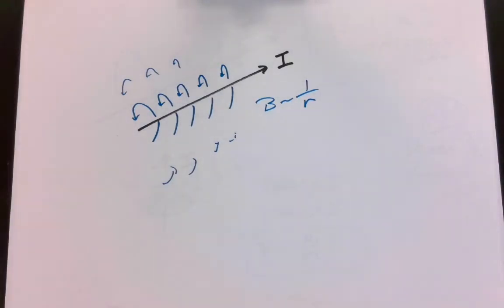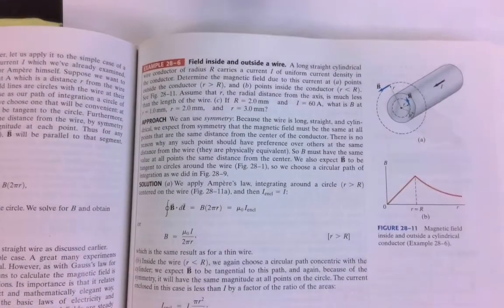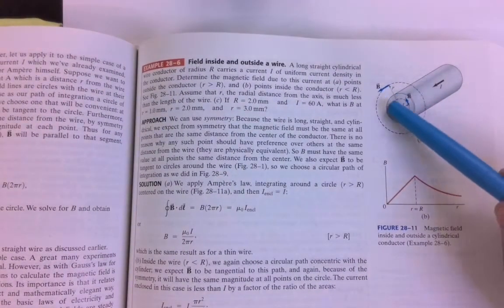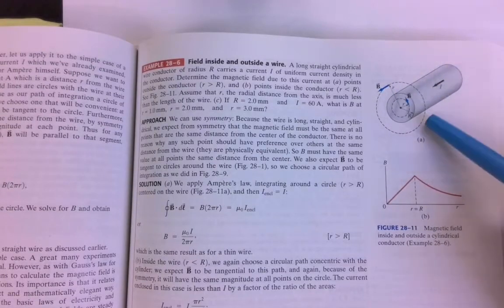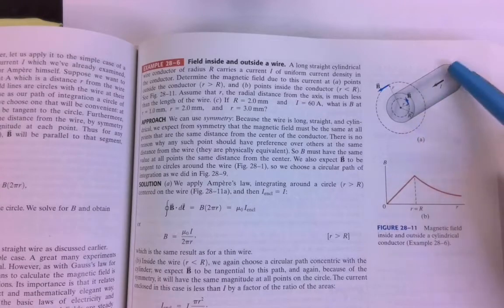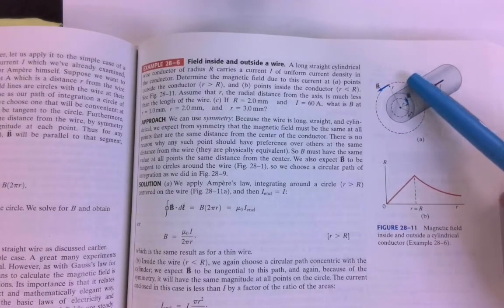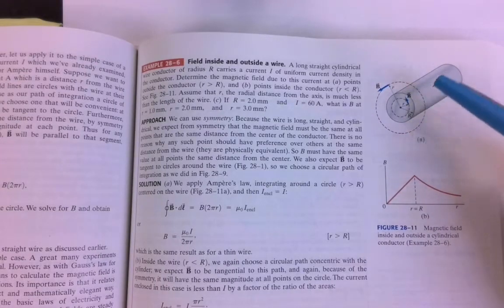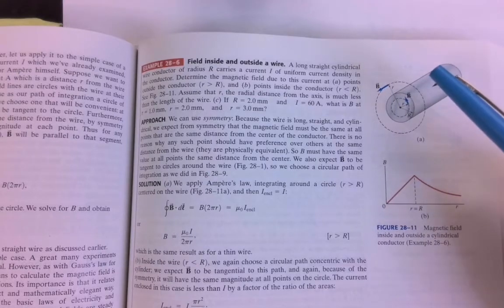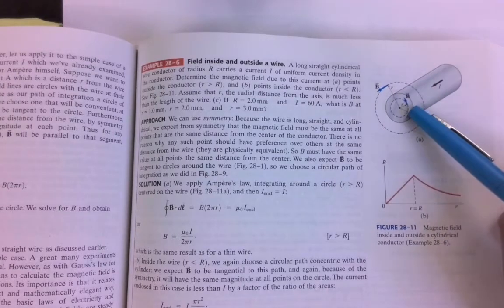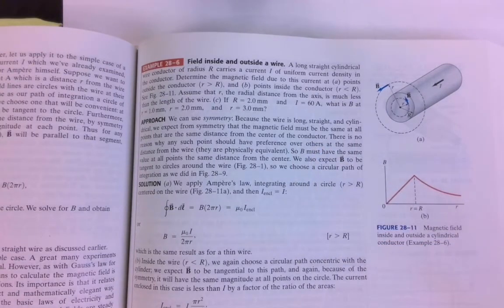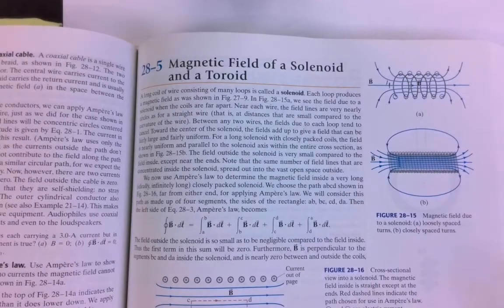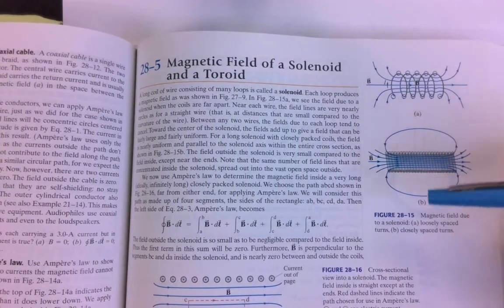The next thing that your book does is example 28-6, finding the magnetic field inside of a current carrying wire of radius capital R. Very similar to the problem we did in the Gauss's law chapter of finding the electric field inside of a cylindrical conductor. So go through example 28-6, and see if you can follow along with that derivation. It's relatively straightforward.